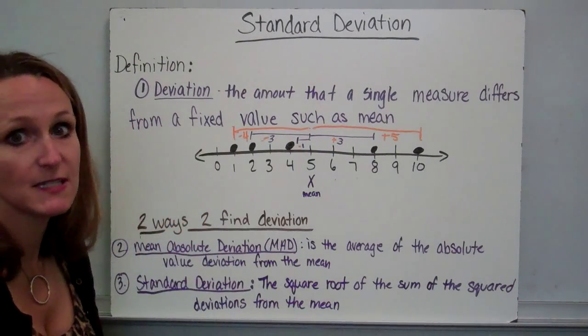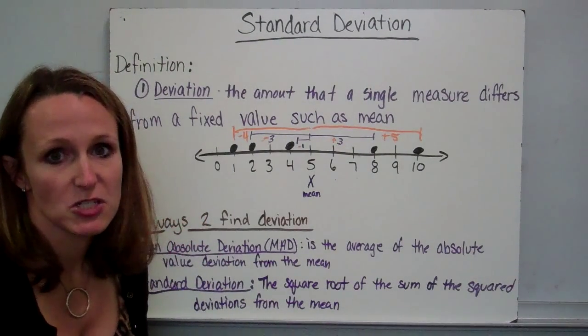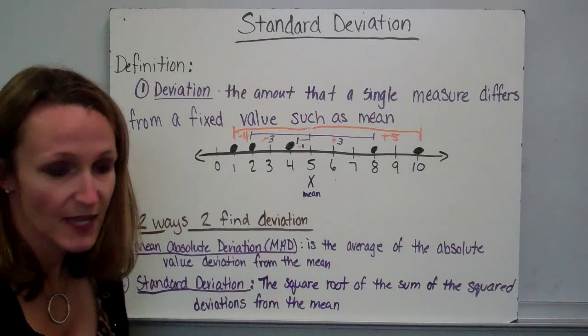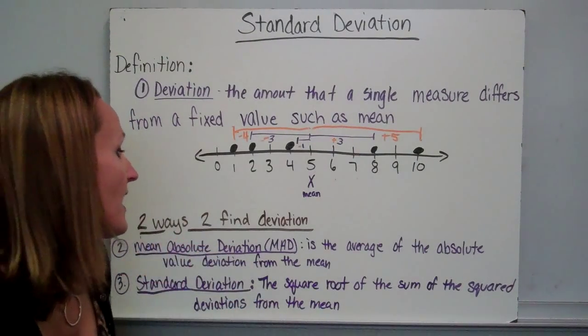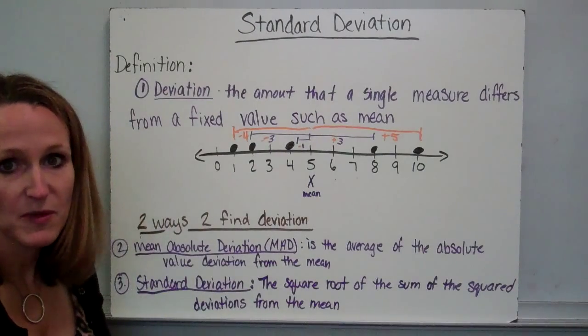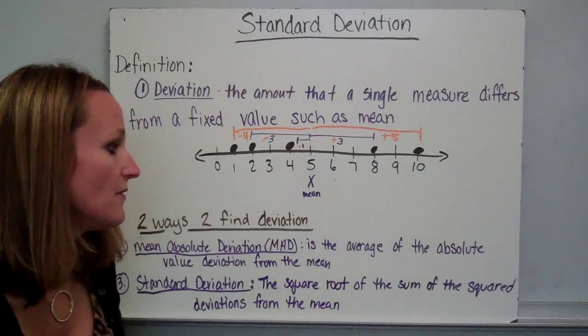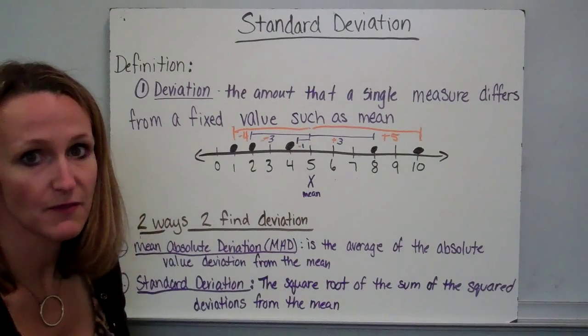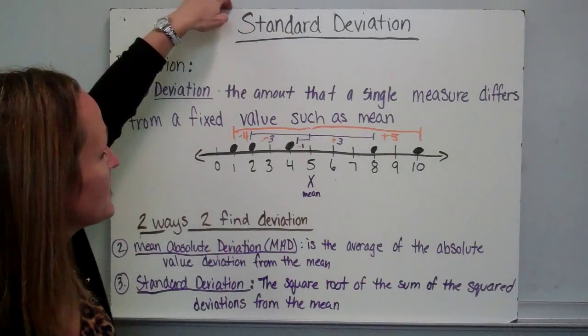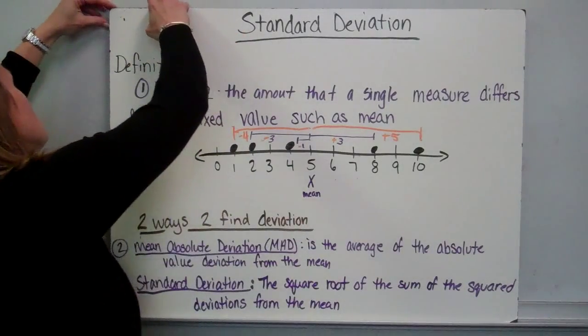There's two ways to find deviation. Mean absolute deviation, or MAD, which we learned last year, where you find the average of the absolute value deviation from the mean. There's also standard deviation, which is the square root of the sum of the squared deviations of the mean. So first, let's review how to do MAD.